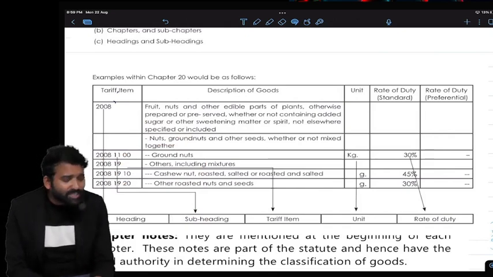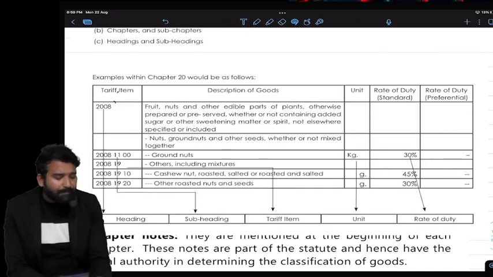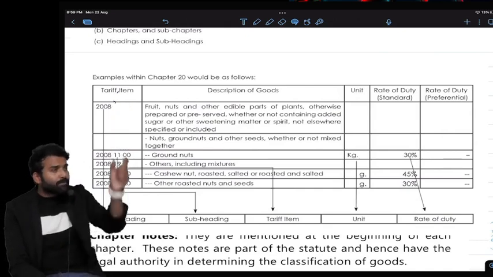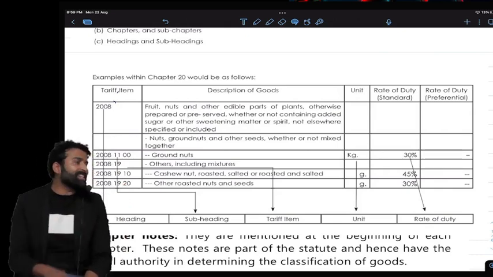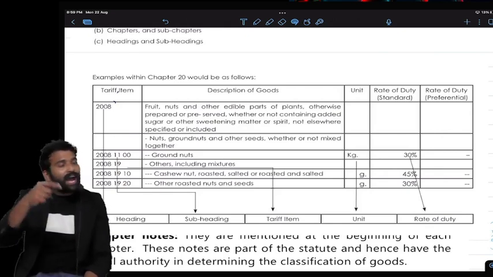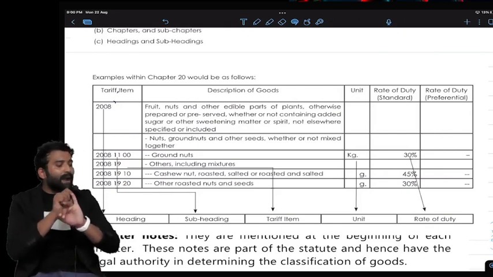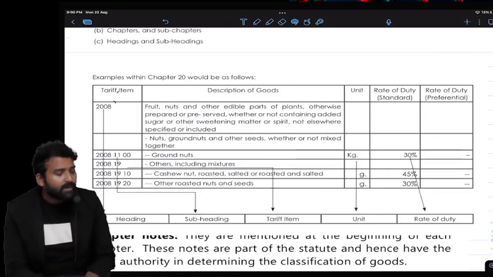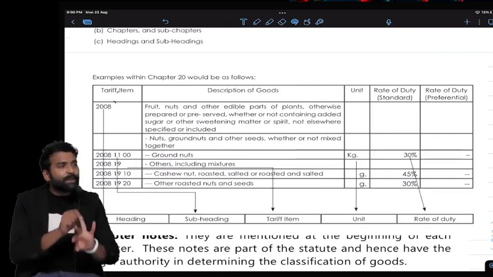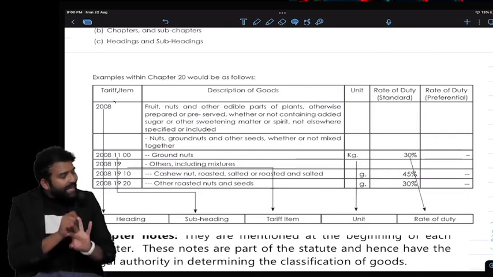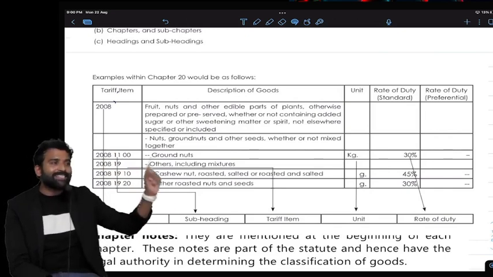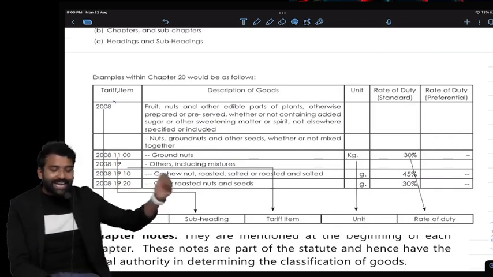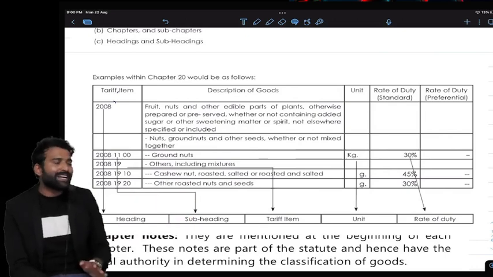In the example I am showing right now, in the table, the preferential rate is blank. It means these goods are not preferential goods. If there is no preferential rate prescribed for any goods, these goods are not preferential goods. So first of all, my goods should originate from the preferential area, and there should be a preferential rate prescribed. If that is prescribed, then I will go for the preferential rate. And the preferential rate will always be lower than the standard rate. So if my standard rate is 30-40, maybe my preferential rate is 20 or 15.